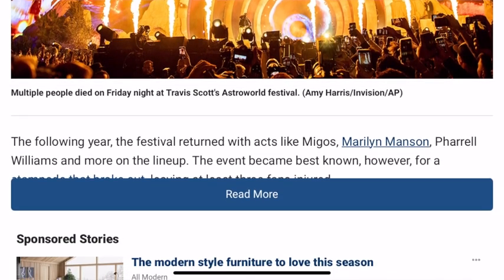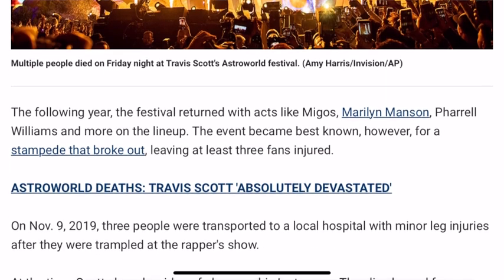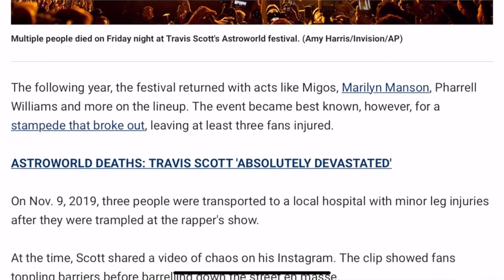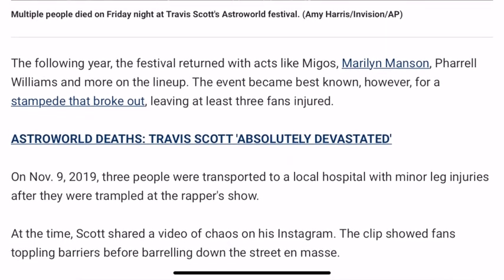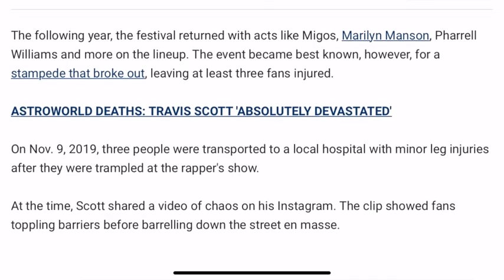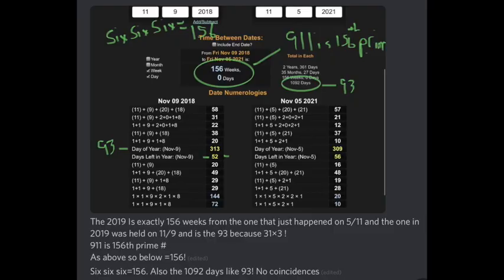Okay, it was on November 9th when they had the stampede. It was the 313th day of the year. That's 31 times 3. We've talked about that over and over. But your 156 weeks is big because 666 equals 156. As above, so below equals 156. Things we've been talking about over and over.